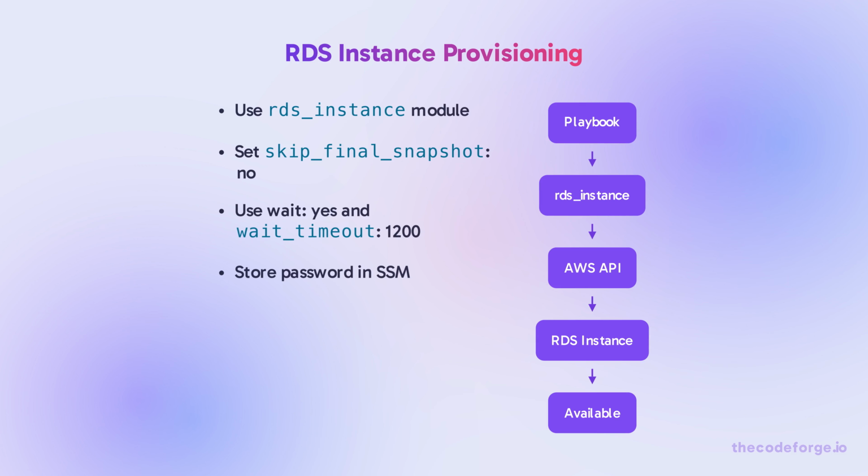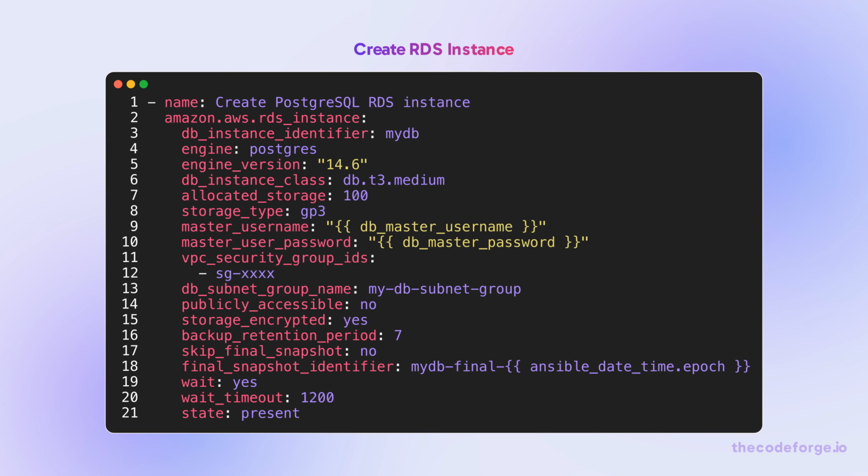The RDS Instance module manages relational database service databases. In production, always set skip final snapshot to no and provide a final snapshot identifier. Use a high wait timeout because relational database service creation can take 10-20 minutes. This task creates a PostgreSQL relational database service instance with encryption, backups, and a final snapshot identifier. The wait timeout is set to 1200 seconds to allow for the long creation time.